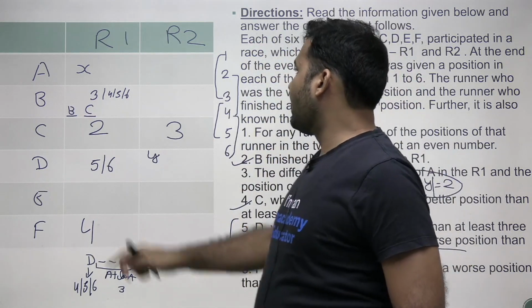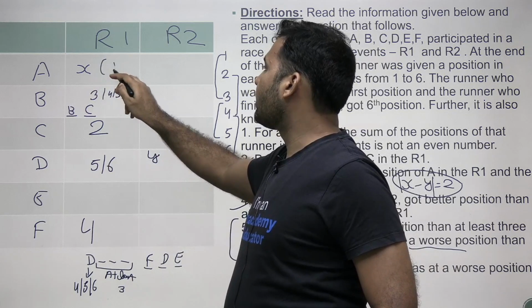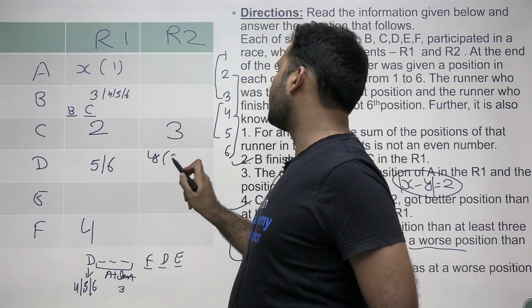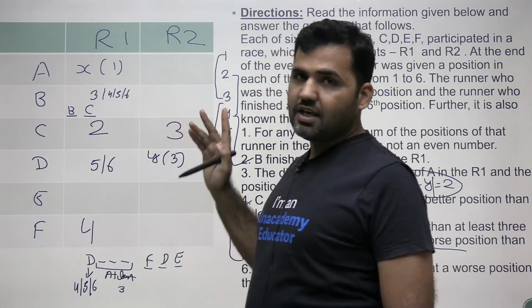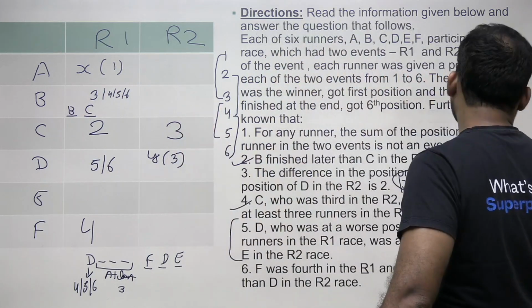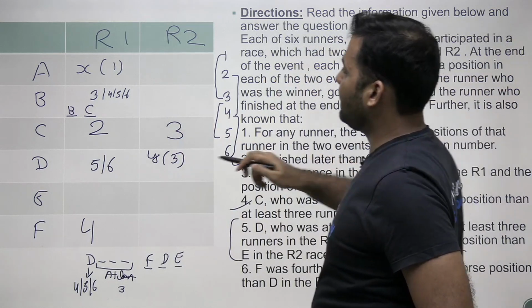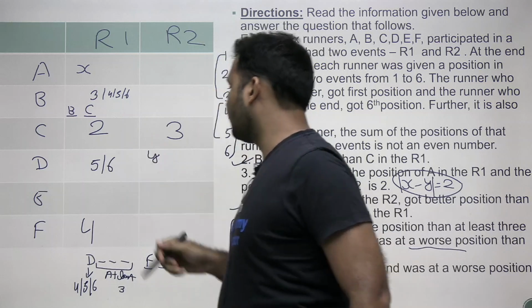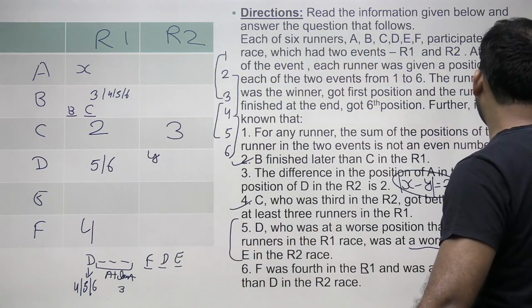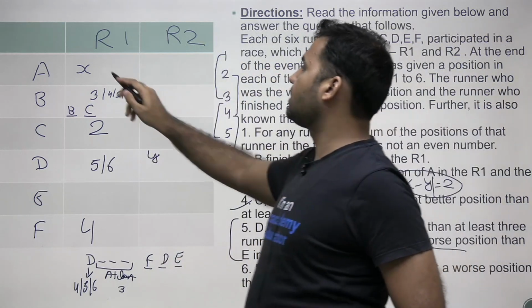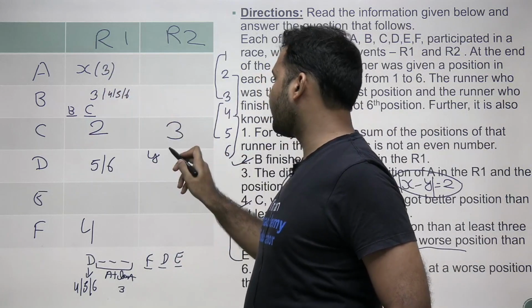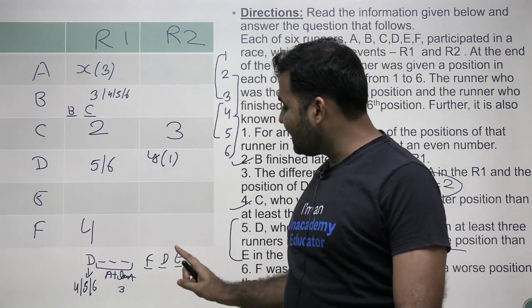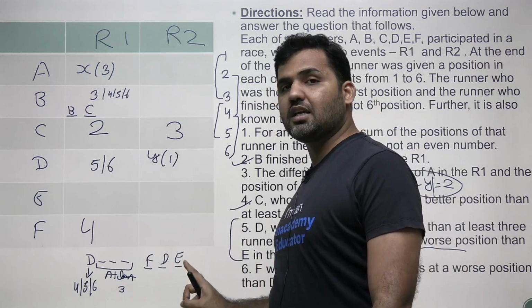Now, if I put 1 here, then to make a difference of 2, I need to put 3 here. But 3 is already used, so this is eliminated. So 1 cannot come over here. What if I take a value of 3 and 1? If I put 3 here, to make a difference of 2, I need to put 1 here. This is again eliminated. Why? Because D is finishing the race after E in R2.